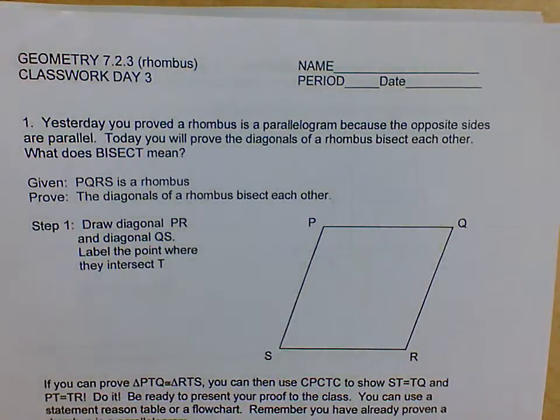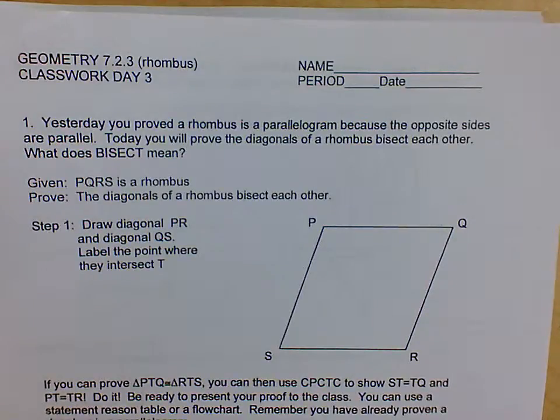So number 1, yesterday you proved rhombus is a parallelogram because the opposite sides are parallel. Today you'll prove the diagonals of a rhombus bisect each other. So the first question is, what does bisect mean? This should be in your notebook. Go ahead, check out the definition in your notebook, and write it down on the paper. I am not going to write it down in mine because I know you all took the notes yesterday. Otherwise, they are on Google Classroom, and you can write down the definition from there.